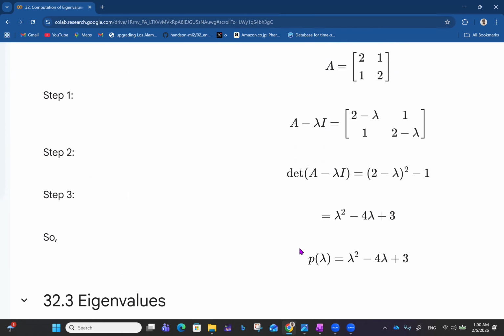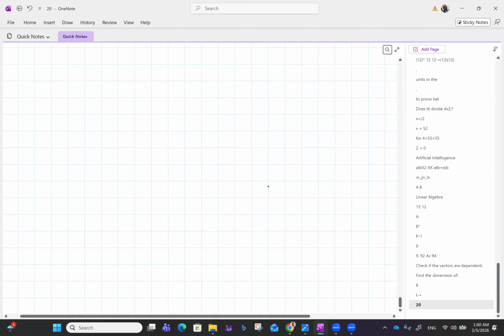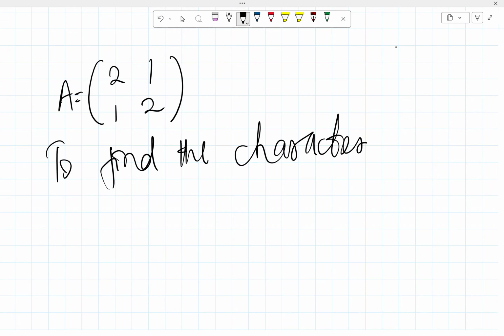Imagine this example right here. Let A be the matrix 2, 1, 1, 2. I think we'll go step by step to look at this. So we have the matrix 2, 1, 1, 2. Let's call that A. To find the characteristic polynomial, that's the first step, or the characteristic equation if you like.